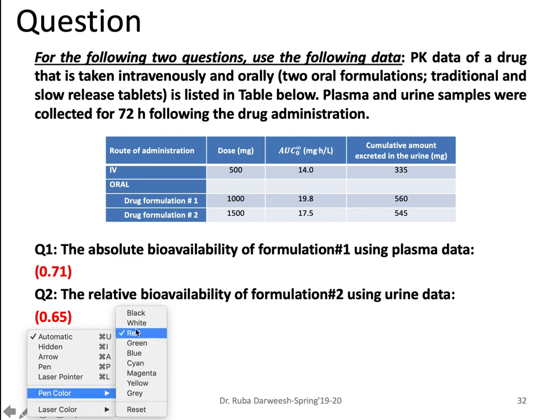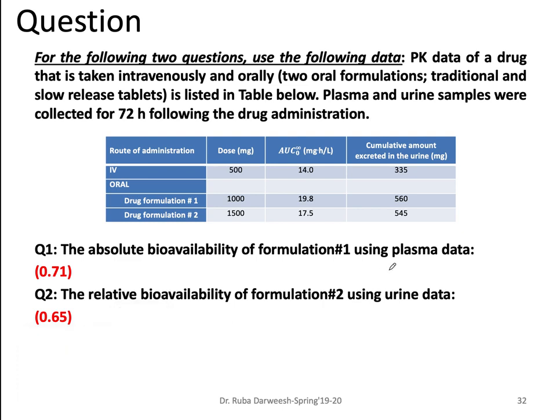But the idea is you need to make sure whether I'm asking you about using plasma data or using urine data. For example, the absolute bioavailability of formulation 1: I'm talking about formulation 1 and absolute bioavailability, so I need to compare it with IV, and as I'm talking about plasma data, I need to use area under the curve. So whatever I need to use is this and this, using those doses.